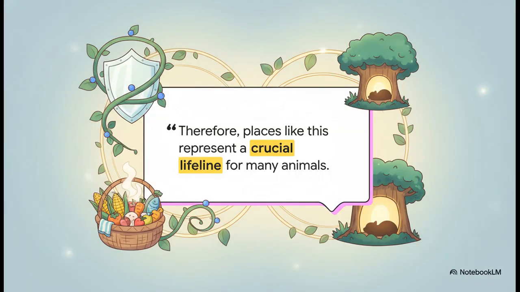Now check this out. This is the sentence that wraps up the entire paragraph. That phrase, crucial lifeline, is just so powerful. It's a fantastic piece of vocabulary because it summarizes all those benefits: the food, the shelter, the protection, and wraps them up in one memorable, high-impact image. This is exactly the kind of language that makes examiners take notice.